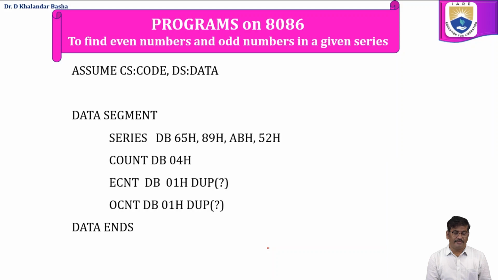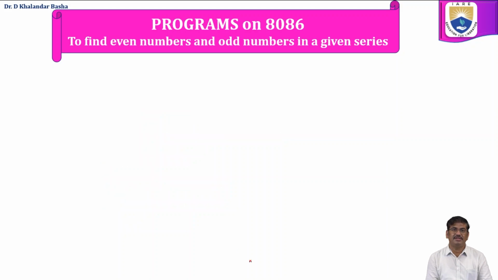So first we will write the assume statement directive, which is for requesting the memory for code segment and data segment. In the data segment, we will declare a series, a collection of the data. So how many values we are going to check, that we are going to have as count db 04h. So once we have estimated the number of entries as even numbers and odd numbers, we are going to store that result into these memory locations. Then we will end the data segment using ends.